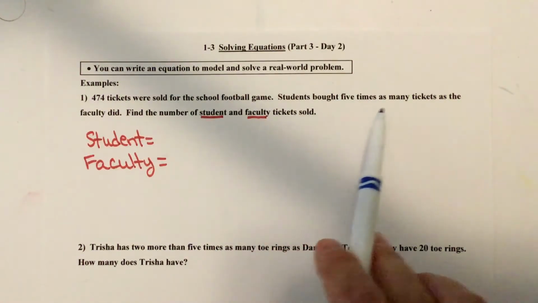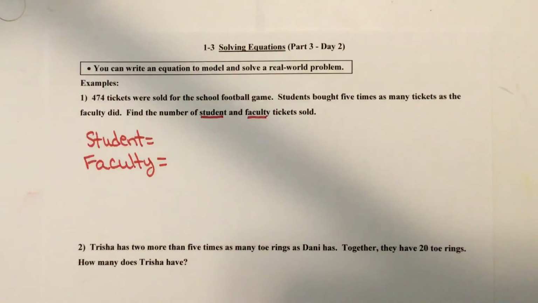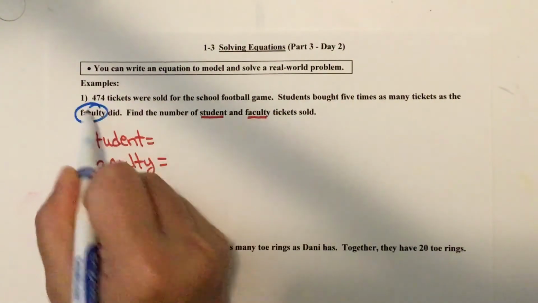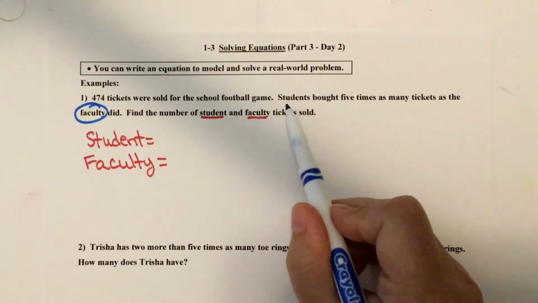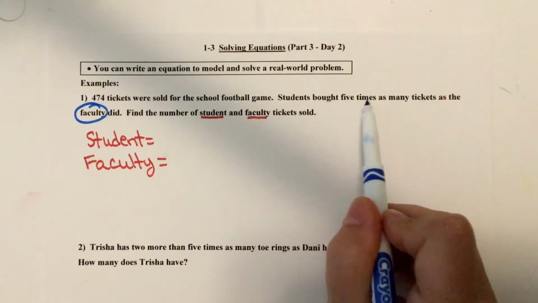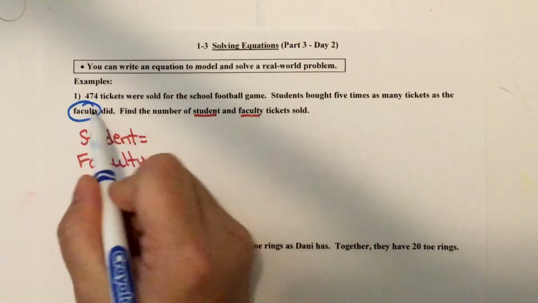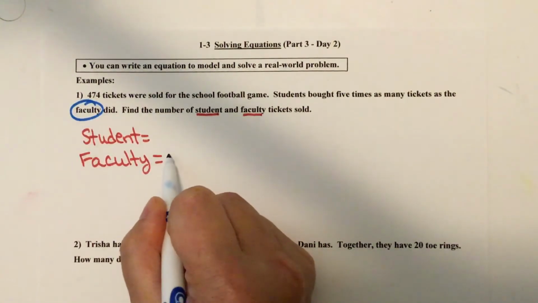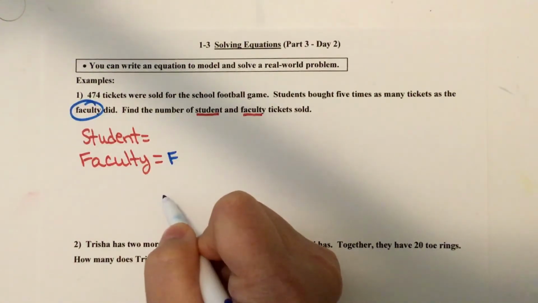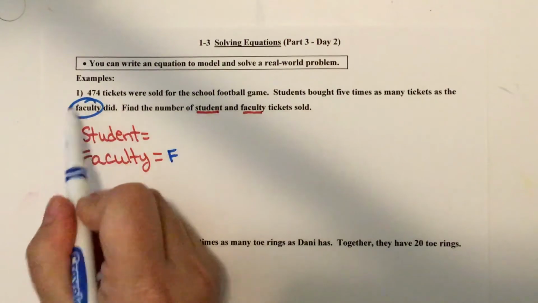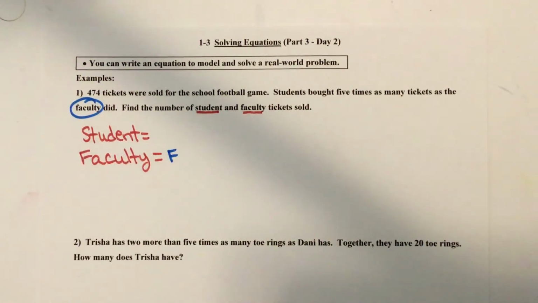Students bought 5 times as many tickets as the faculty. Faculty is not described. They tell you all about the students. Students bought 5 times as many. So they tell you about the students, but they don't tell you about faculty. So whoever's not described, remember that's going to be the single letter. And once again, it's typically one of the last words of the sentence.